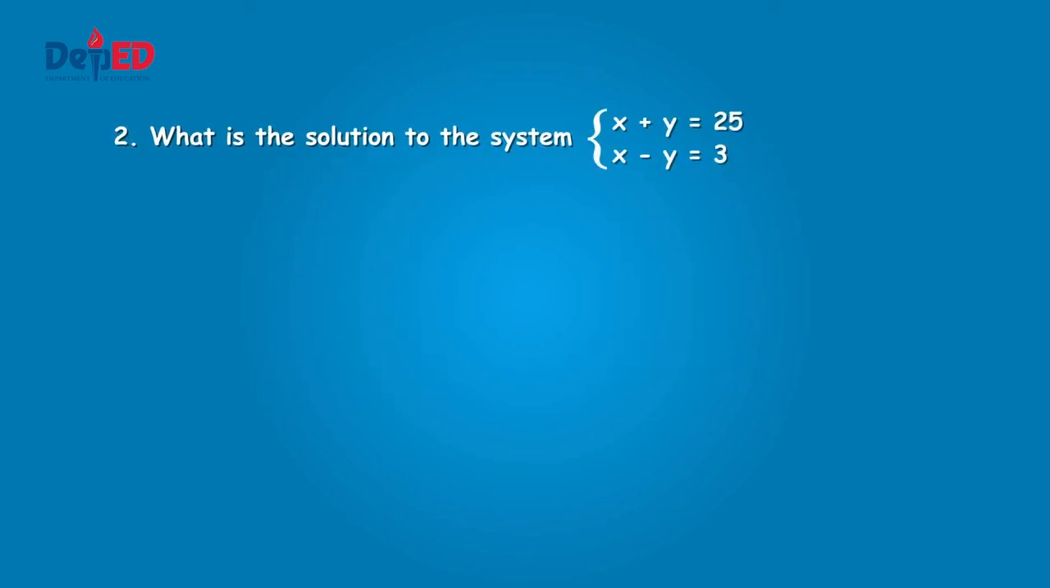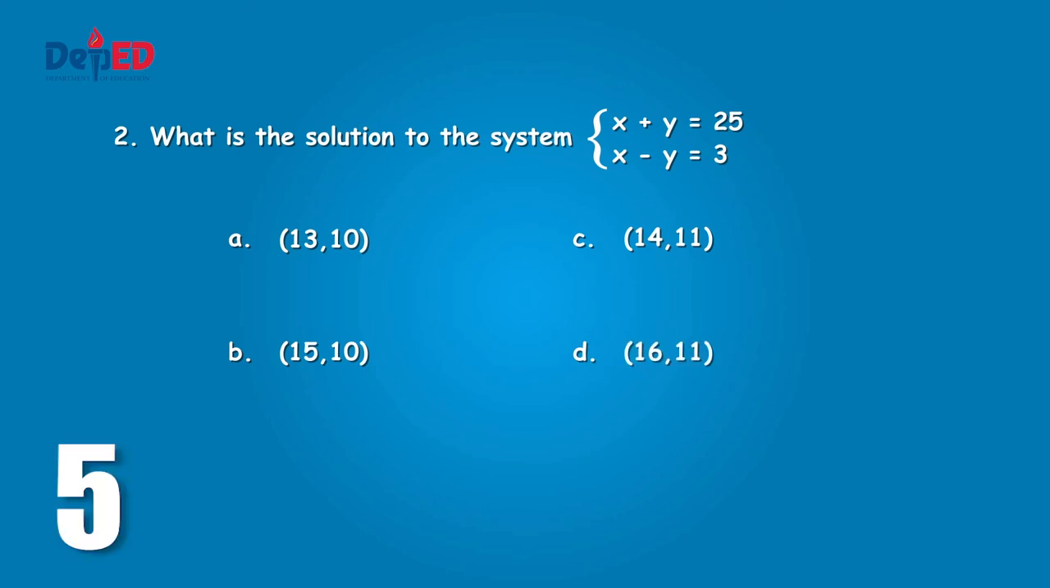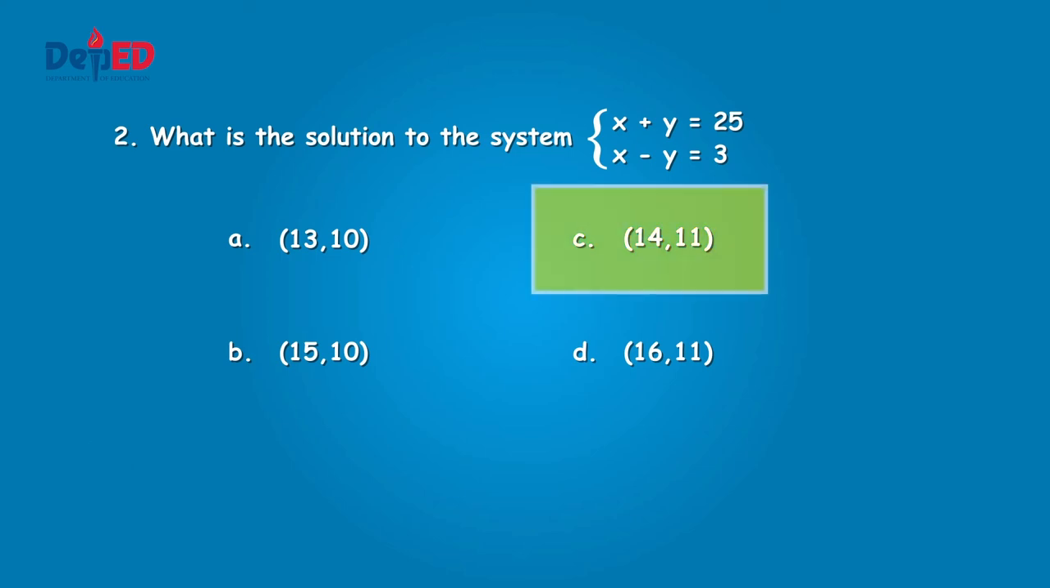Number 2. What is the solution to the system? A, 13, 10. B, 15, 10. C, 14, 11. Or D, 16, 11. The answer is letter C. The sum of 14 and 11 is 25, while their difference is 3.